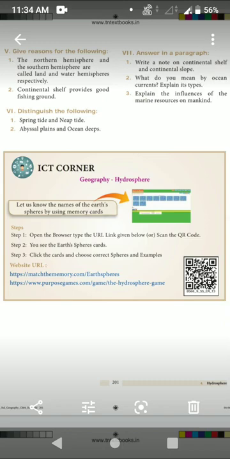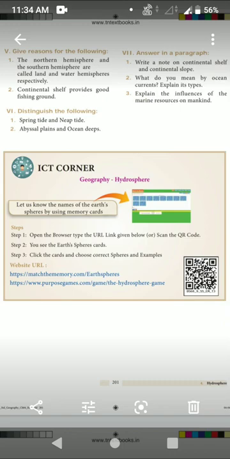This is also one of the important questions. Give reason for the following. Why are the northern hemisphere and the southern hemisphere called land and water hemisphere? Listen carefully. Why is it considered? Because the northern hemisphere holds how much percentage of land? 61% of land. And the southern hemisphere holds 81% of water. It is because of this pattern of land and water distribution that the northern hemisphere is called the land hemisphere and the southern hemisphere is called the water hemisphere.